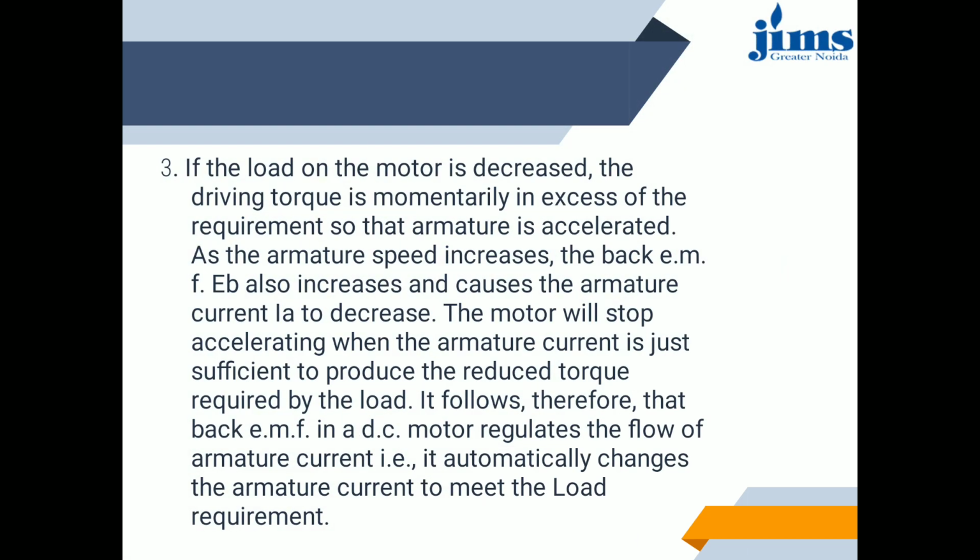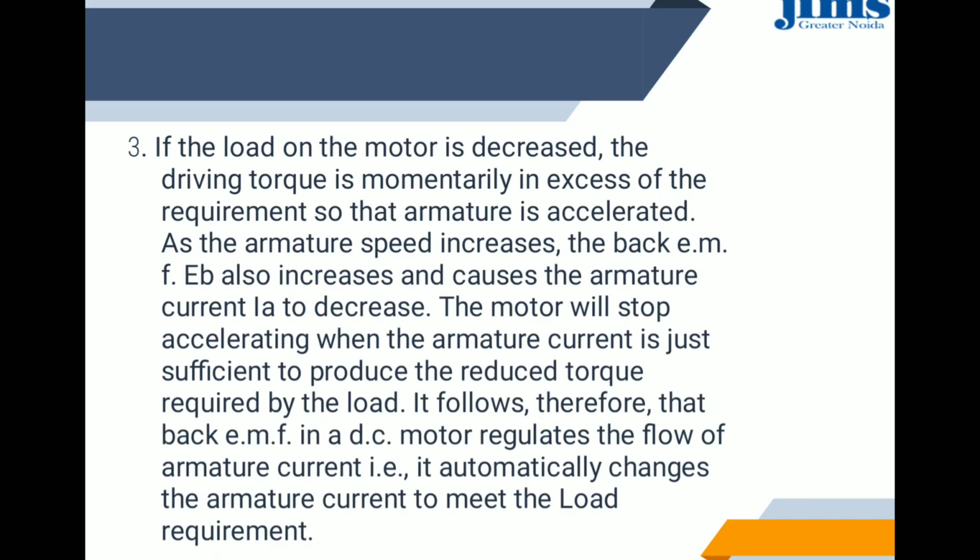If the load on the motor is decreased, the driving torque is momentarily in excess of the requirement, so the armature is accelerated. As the armature speed increases, the back EMF Eb also increases, which causes the armature current Ia to decrease. The motor will stop accelerating when the armature current is just sufficient to produce the reduced torque required by the load. It follows therefore that back EMF in a DC motor regulates the flow of armature current. It automatically changes the armature current to meet the load requirement.